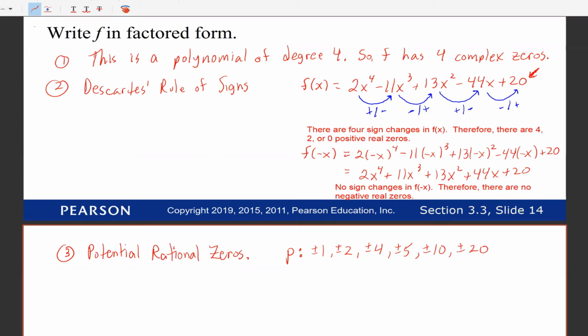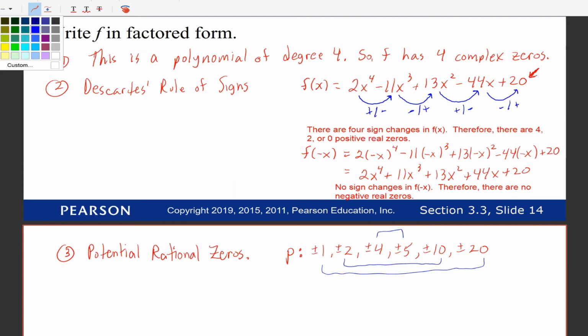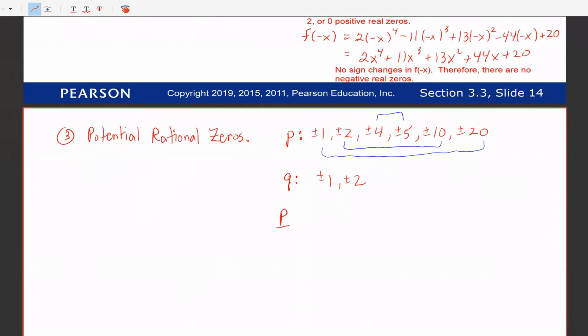Because remember, what we're doing here is just basically looking for factors of 20. And so 1 and 20 works, and then you put the plus or minus. 2 and 10 work, and 4 and 5 work. And you remember, you put the plus or minus because it could be positive 4 times positive 5 gives me 20, but negative 4 times negative 5 also gives me 20. And then for Q, it's the factors of the leading coefficient, which is 2. So that's just plus or minus 1 and plus or minus 2.